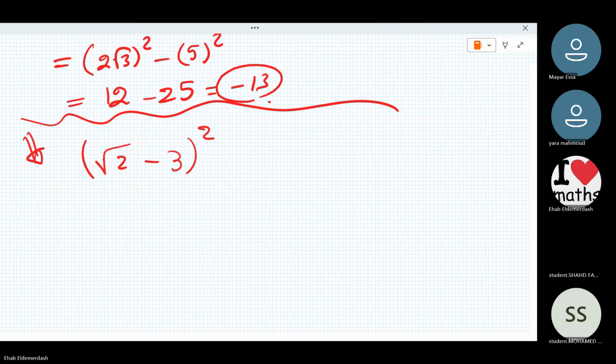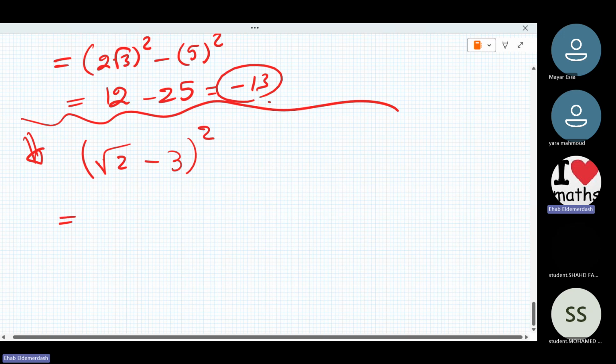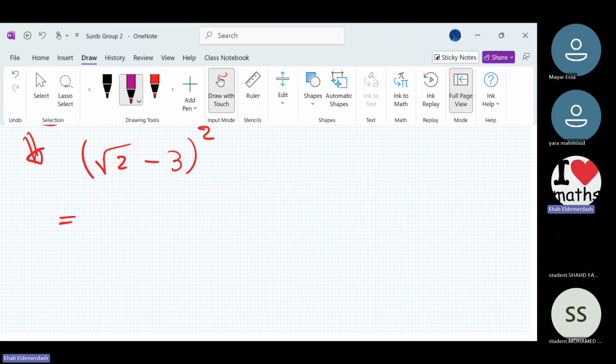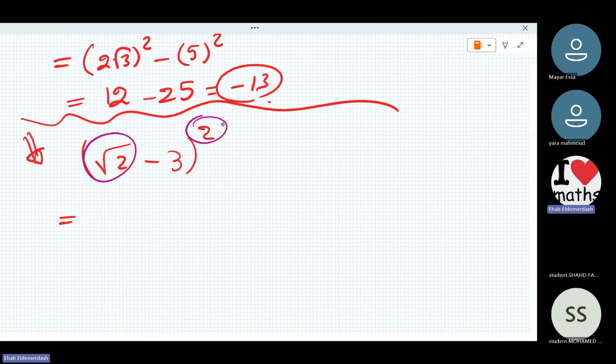Done? Okay. Who got the answer? Who can tell me what the answer will be? Excellent. 2 plus 9, 2 plus 9 equals 11. You need to collect like terms here. So if I need to work through this one, what should I do? I will square the first one.